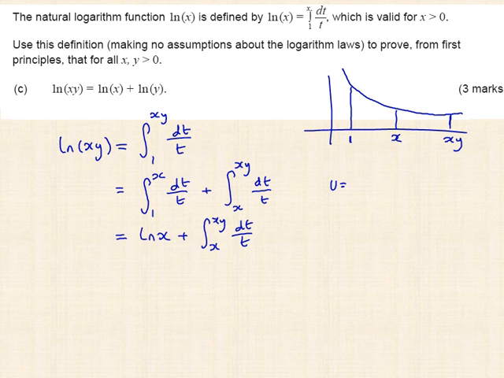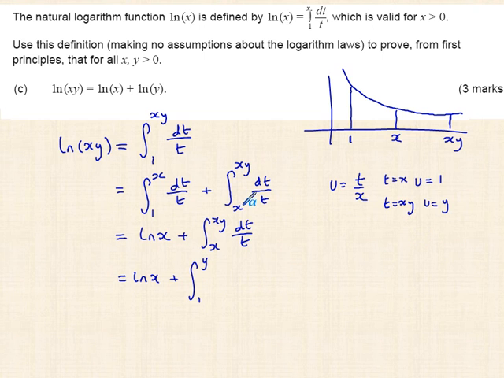Now, if we use a substitution, u is t over x, which is given to me really by the fact that I want this one just to become y and this one just to become 1, then we can see that works with the limits. So if t is equal to x, then u equals 1, and if t equals xy, u would be equal to y. So when I come down to the next line, my integral now is going to go between 1 and y.